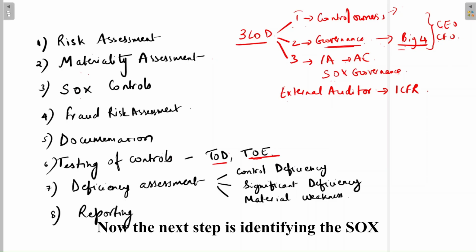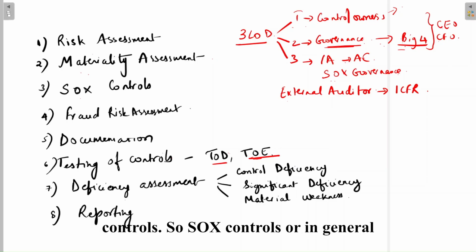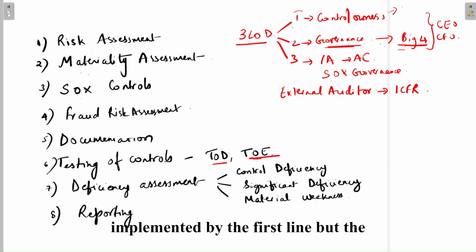Now the next step is identifying the SOX controls. SOX controls, or in general any controls, are defined and implemented by the first line, but the second line will assess, evaluate and test these controls. We've already seen how you as an auditor can determine which control is a SOX control. We've covered that in detail with examples.